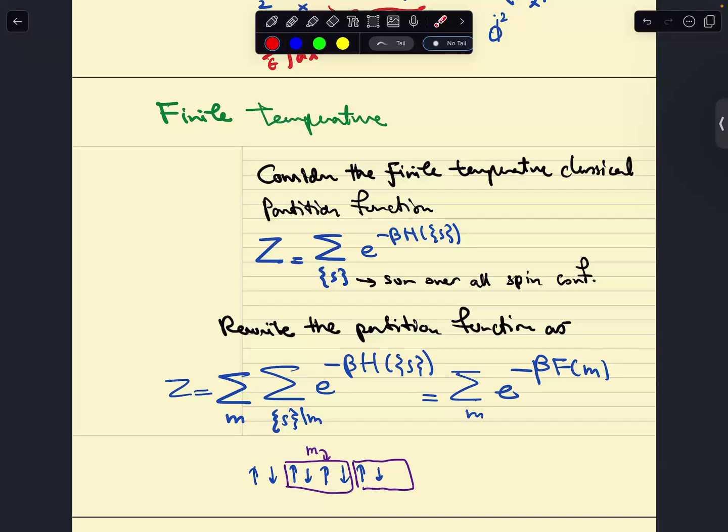Just a repackaging of the sum. It's an exact repackaging of the sum.